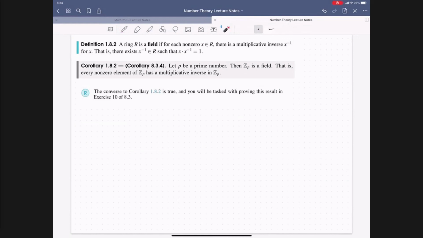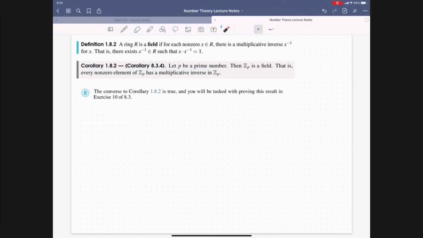So the precise definition is the following. If we start with a ring R, we say that a ring is a field if every single non-zero element x in that ring has a multiplicative inverse. So in other words, we can find some x inverse in that ring such that x times x inverse is equal to 1. And when we work with the integers modulo n, it turns out that in some cases, the integers modulo n is a field. In other words, we have all the properties that we are used to with the real numbers, the rational numbers, but now it's a finite set.